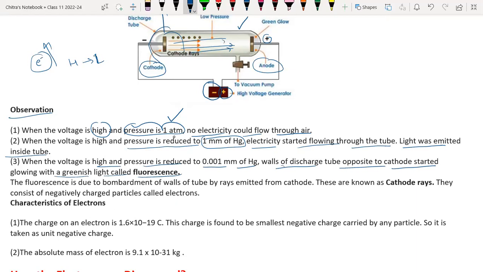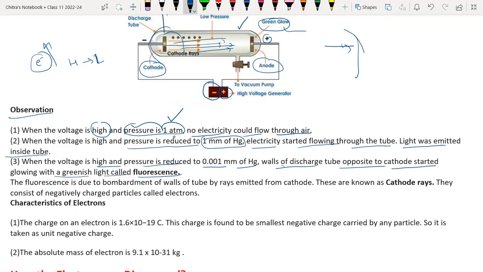The particles move in this direction, and when they collide here, a greenish light appears on the side opposite the cathode, at the anode. Suppose here we have the anode and here the particles are colliding. Due to the collision, light appears there, and that color is the green glow.